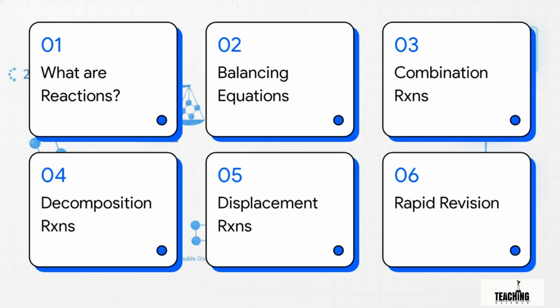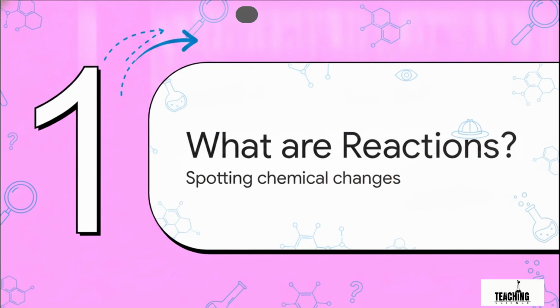Okay, let's dive right into this. Here's our roadmap for today. We're going to start by figuring out what chemical reactions actually are. Then we'll tackle balancing equations, which is super important. After that, we'll break down combination, exothermic, decomposition, and displacement reactions. And finally, we'll wrap the whole thing up with a rapid revision and some absolutely crucial exam tips. Let's do this.